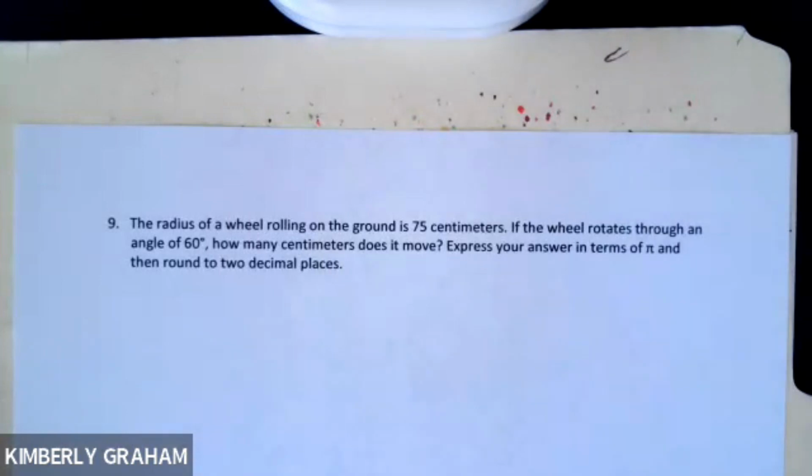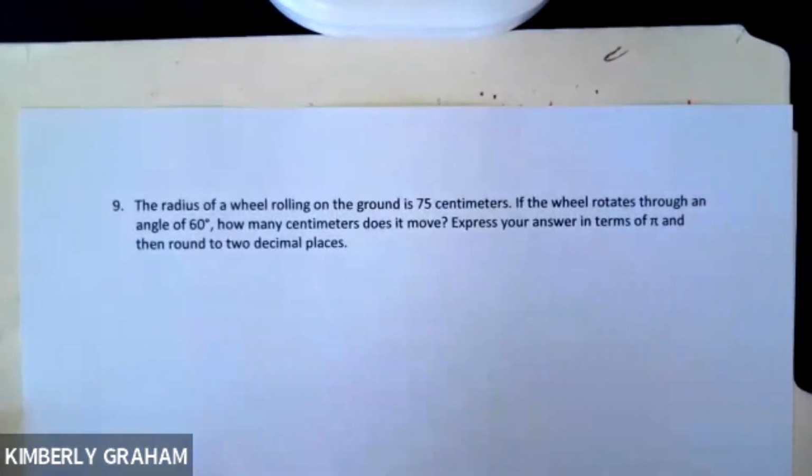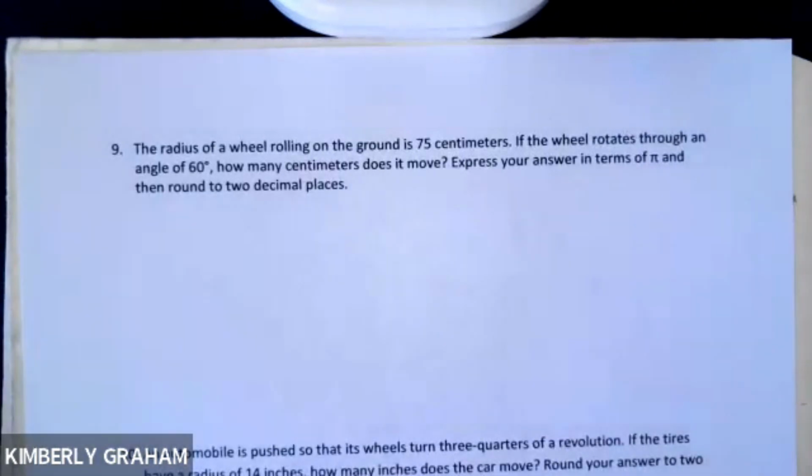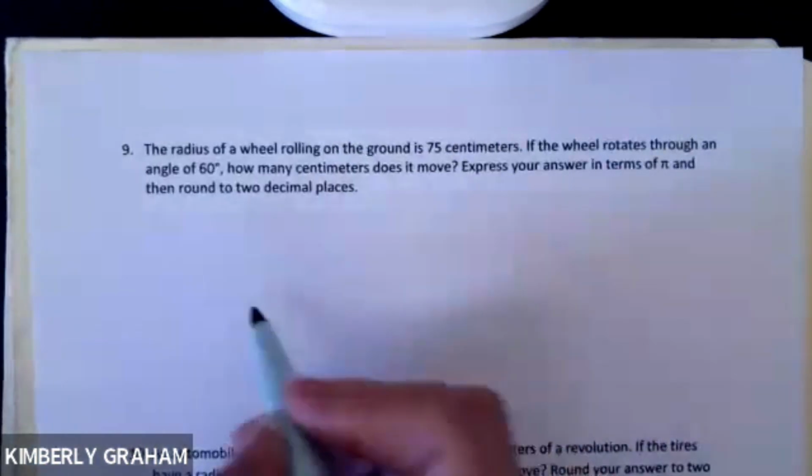Okay, problem 9. The radius of a wheel rolling on the ground is 75 centimeters. If the wheel rotates through an angle of 60 degrees, how many centimeters does it move? And express your answer in terms of pi, and then round your answer to 2 decimal places.